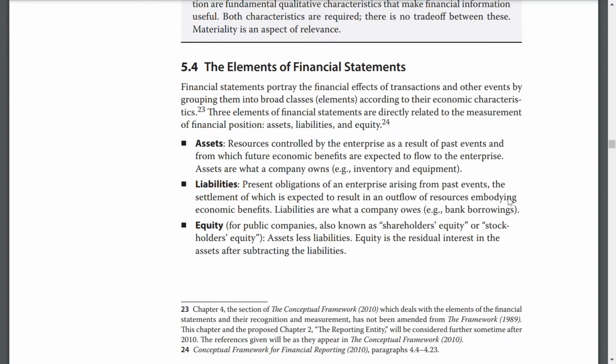Owes, not owns. Equity is assets less liabilities. Equity is the residual interest in assets after subtracting the liabilities. So here's income and here's expenses.